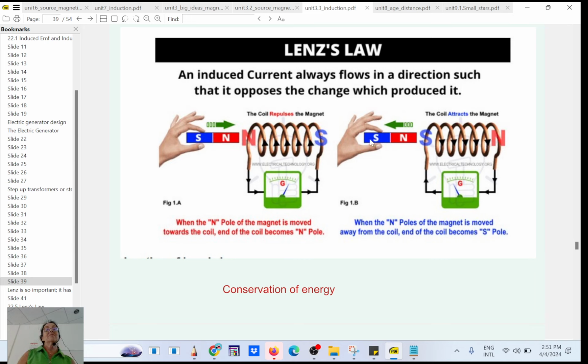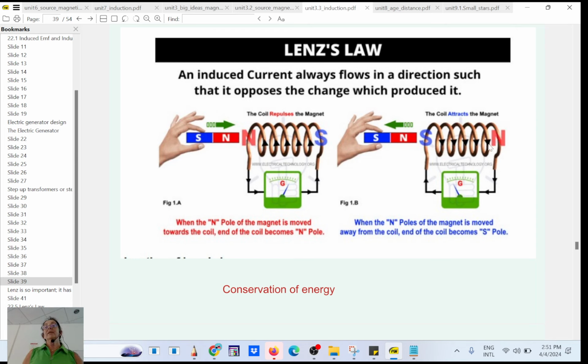So here you have the magnet pulling away, and now it changes its mind. No, don't go. I was kidding. In fact, I love you. Stay, stay, stay. So now the current is going to flow in the opposite direction, such that now you're going to have the south to attract the north, right?